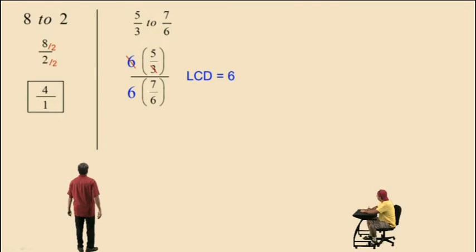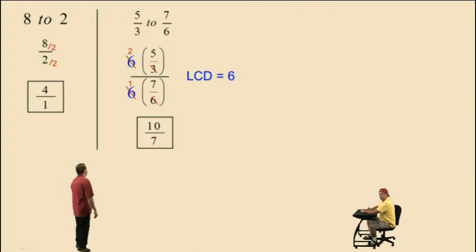So we multiply top and bottom by 6. 6 divided by 3 is 2. 2 times 5 is 10. 6 divided by 6 is 1. 1 times 7 is 7. We get 10 to 7. So the ratio of 5/3 to 7/6 is equivalent to the ratio of 10 to 7.